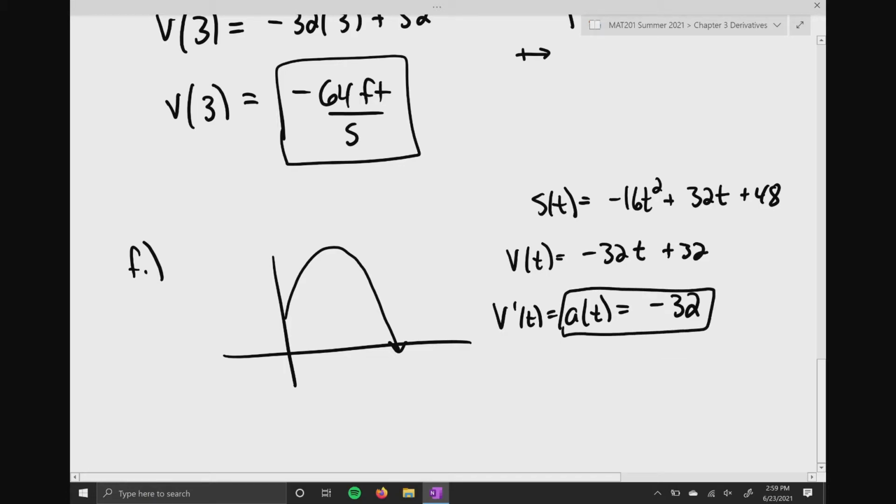Conceptually, here's what's happening. As soon as I throw this object up in the air, gravity is already working against it. So even though I'm moving up, my acceleration is moving in the opposite direction, which means this object is slowing down. We can verify that just by thinking about throwing an object up in the air.